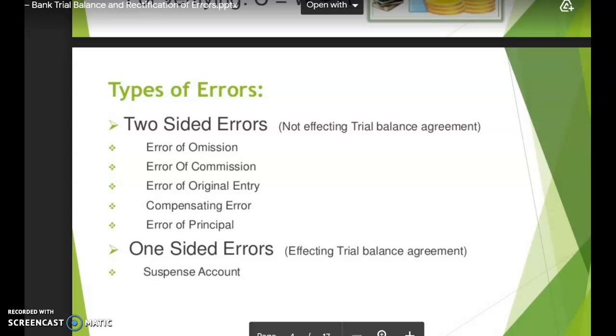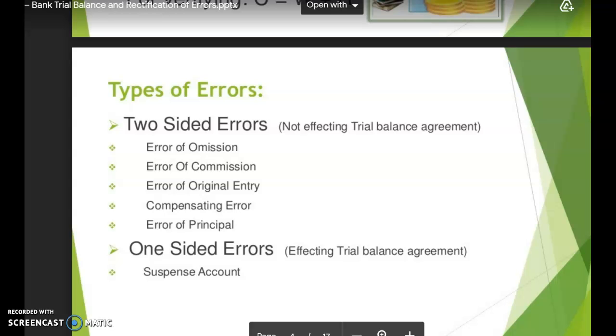Error of commission means those errors which have been committed in the books of account, like undercasting, overcasting, wrong account, wrong amount, wrong brought forward, wrong carry forward. Those types of errors which may affect the agreement of the trial balance are called errors of commission. Then the error of original entry.